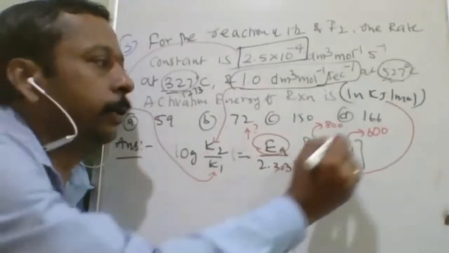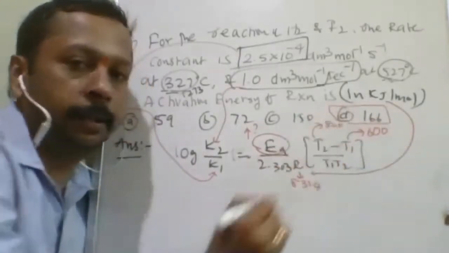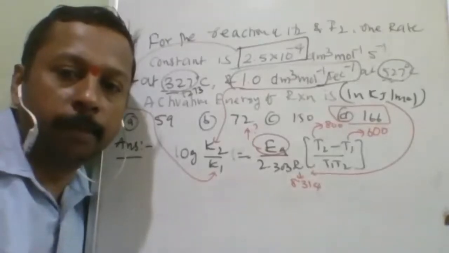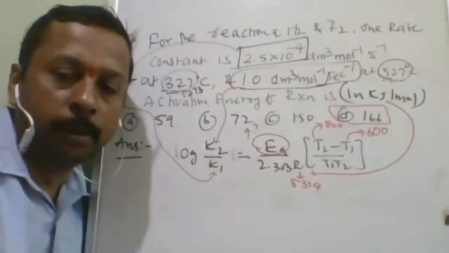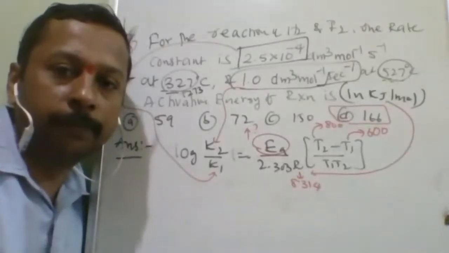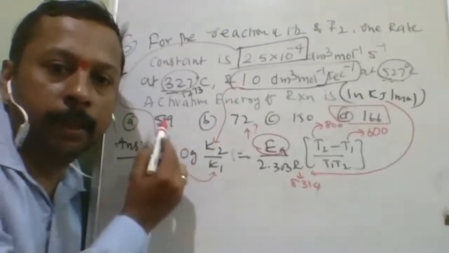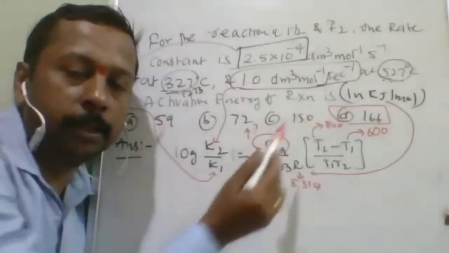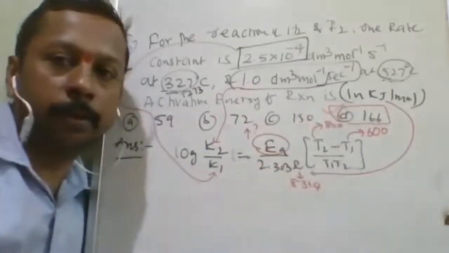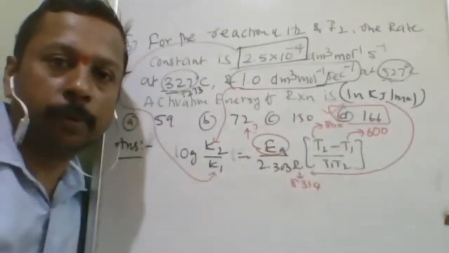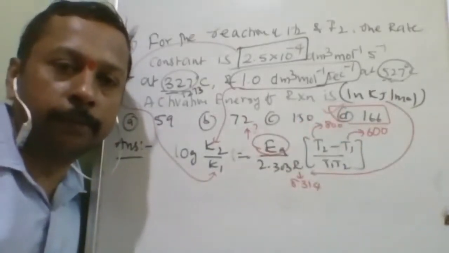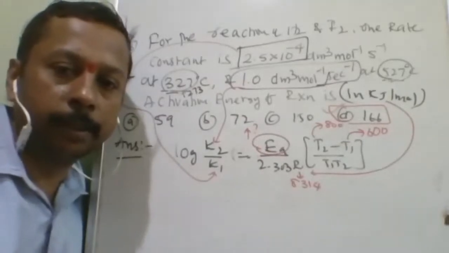After simplifying, you will not get exactly 166. You will get nearby 166, like 165.5 something. As there are no nearby options, the answer is D. Is it understood? Shall we go for the next question? Get ready.